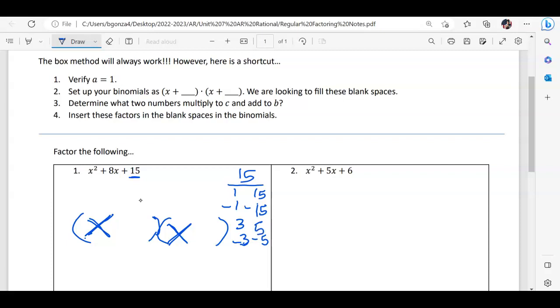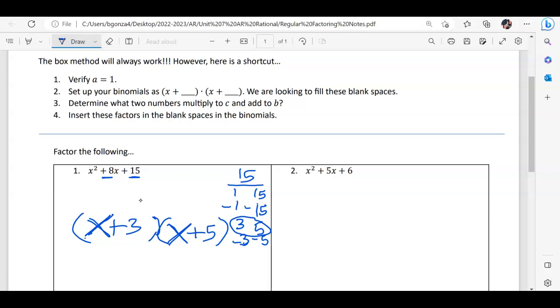Okay, now which one of those adds up to make 8? What? 3 and 5? So you just put it in the parentheses here. And that's it.